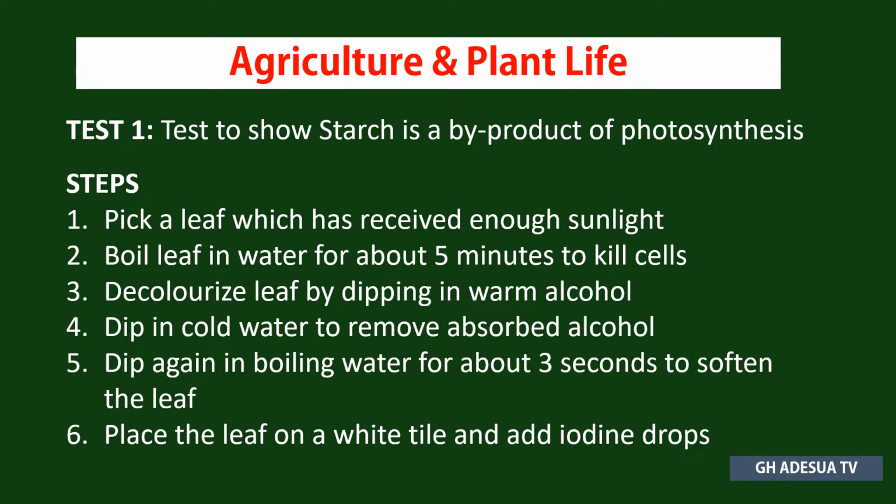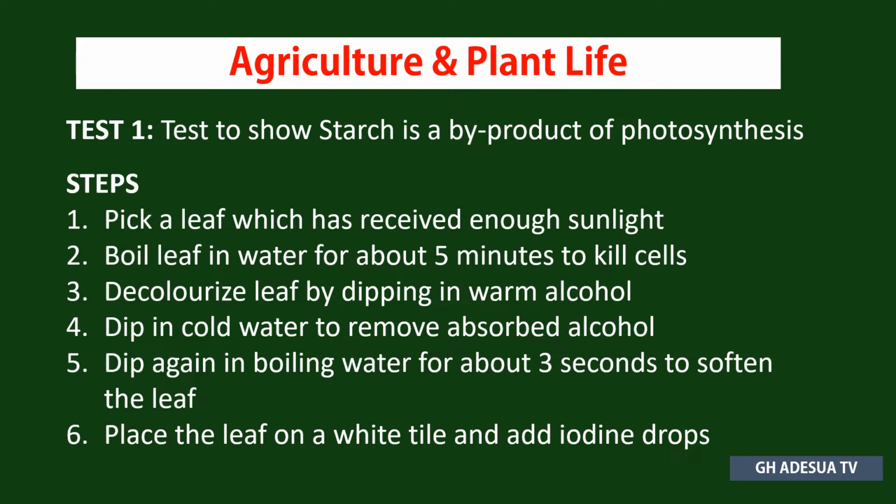The first step is to pick a leaf which has received enough sunlight. We are doing this bearing in mind the fact that a leaf would only undergo photosynthesis when it has received sunlight. So you look out for a leaf already in the sunlight, which should have had photosynthesis taking place.